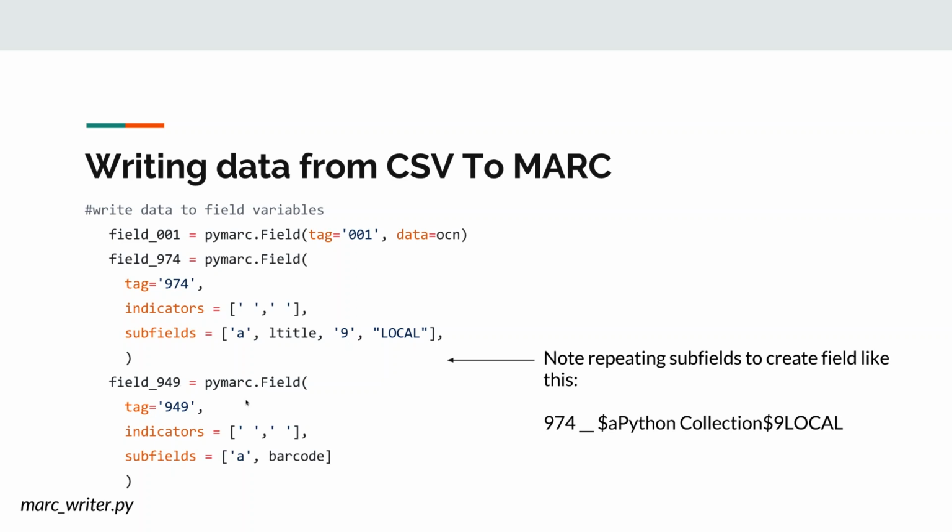And then my 949. If you're using load profiles that look in the 949 field for various item-related information, this is just an example where you might do it. You can define, again, your subfields here. And again, I'm calling the barcode variable to be put into that field.